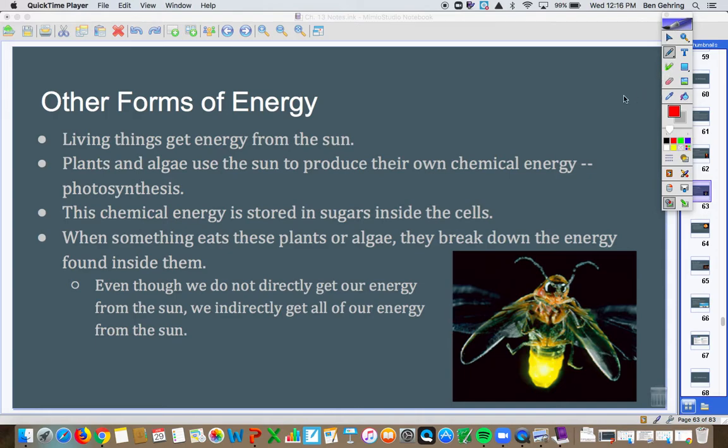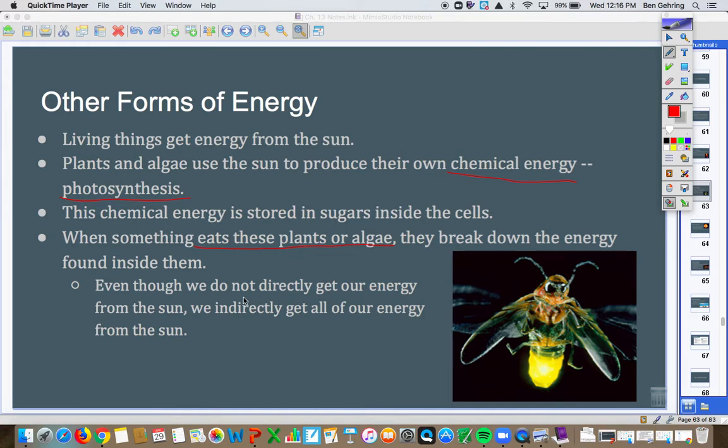Other forms of energy: all living things get energy from the sun. Plants use this sunlight to produce their own chemical energy through photosynthesis. Photo means light, synthesis is the combining of things, and so they literally produce their food from light. This chemical energy is stored in sugars, and when something eats these plants or algae, we break down that energy inside of them.